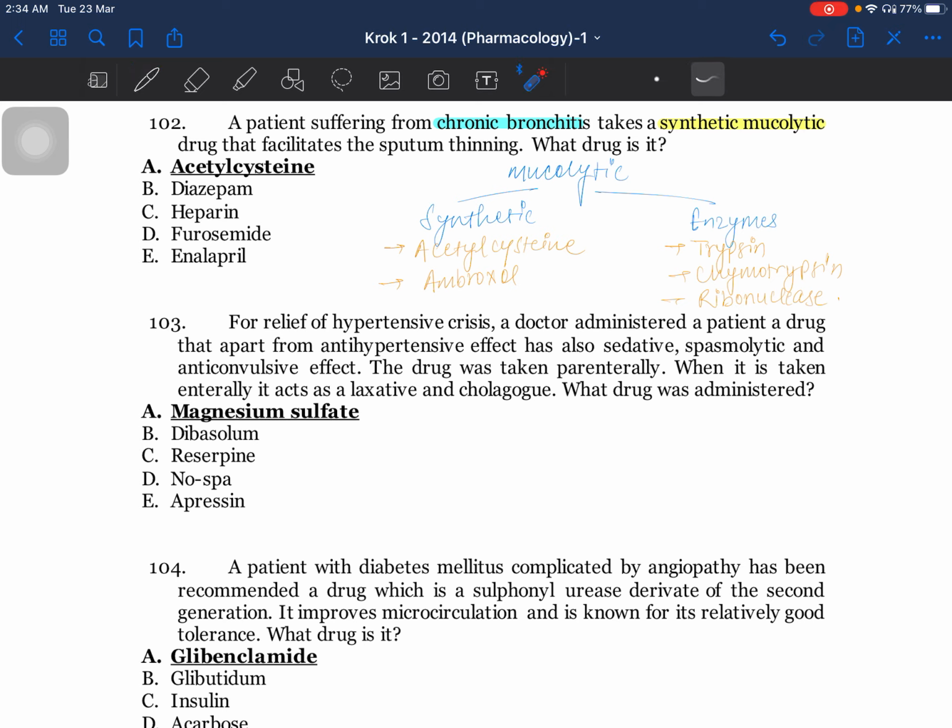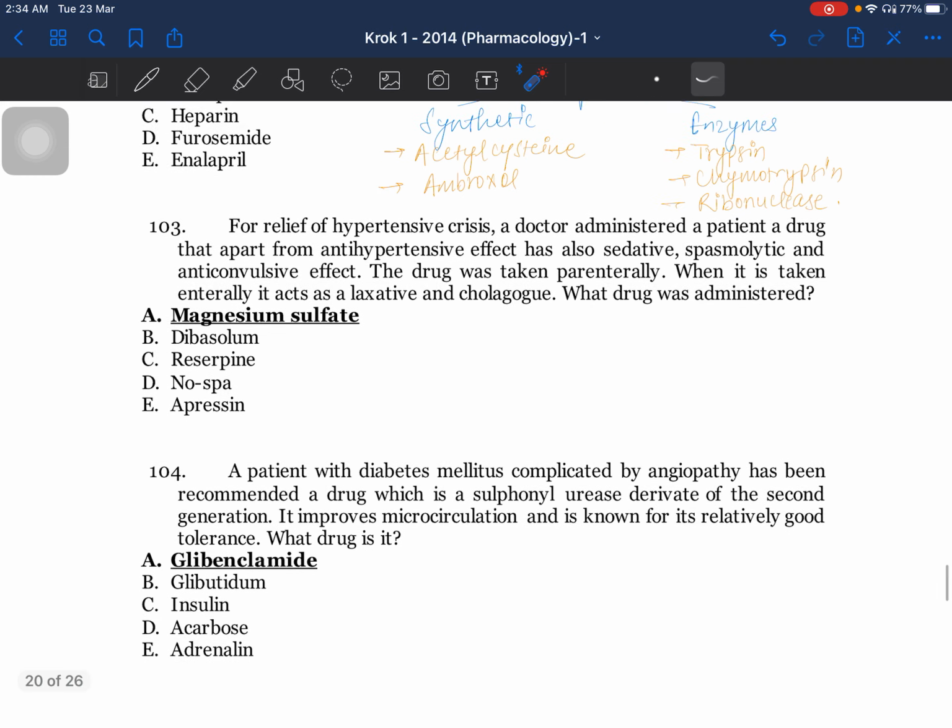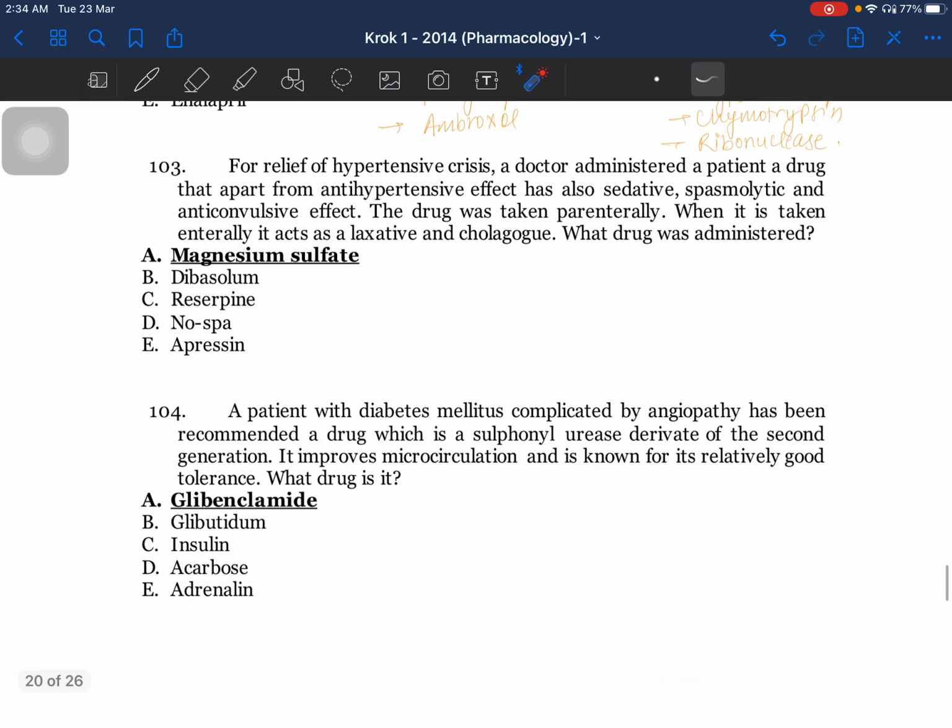And in the question we have been asked that we need to give him a synthetic mucolytic. So in synthetic mucolytics we have acetylcysteine as well as ambroxol. Acetylcysteine is given in the options, so the answer is acetylcysteine. Now let's move to the next question, question number 103.